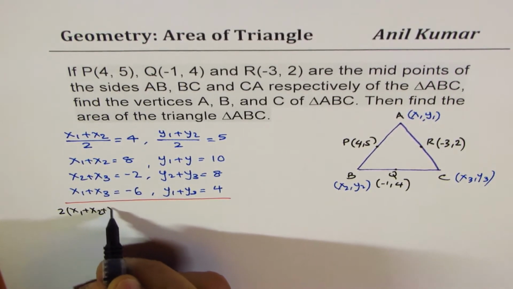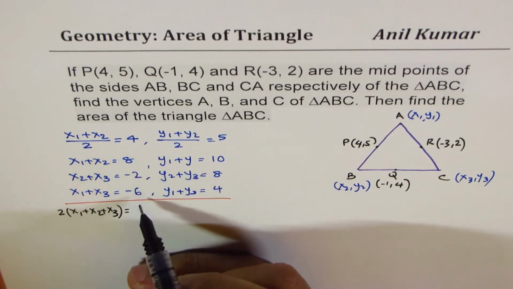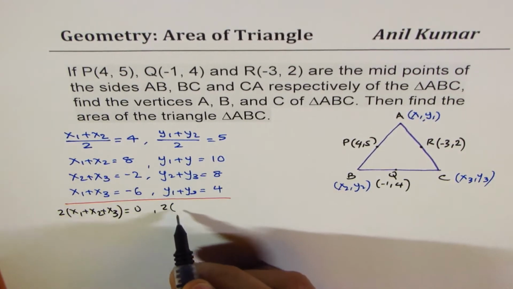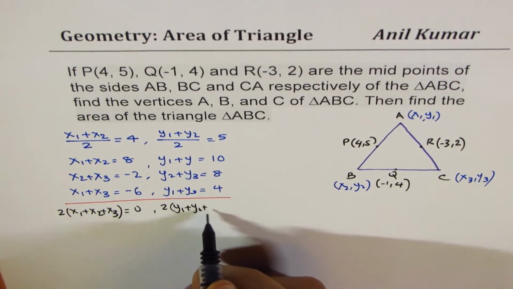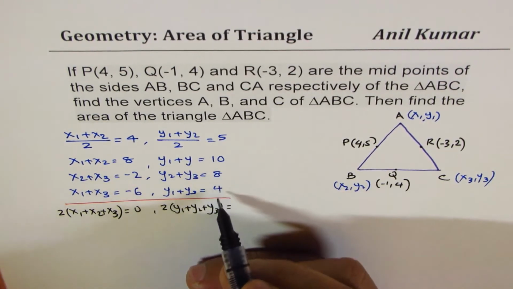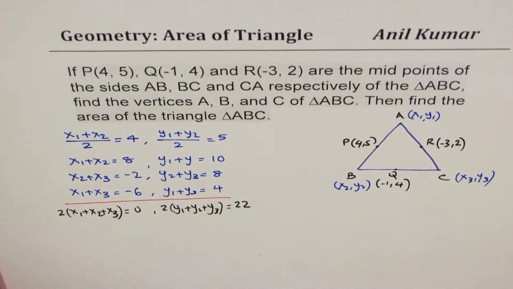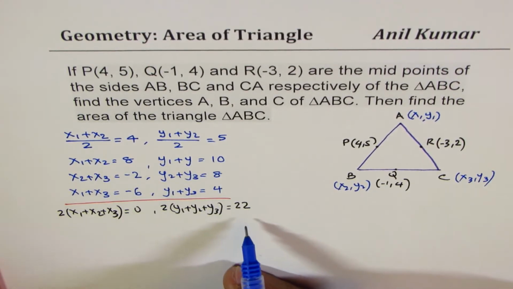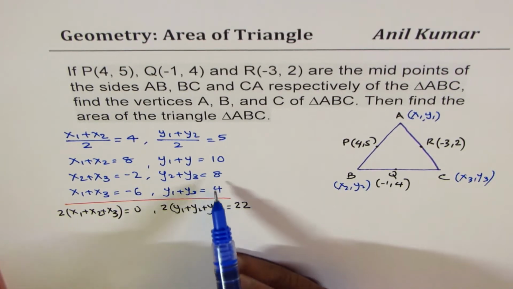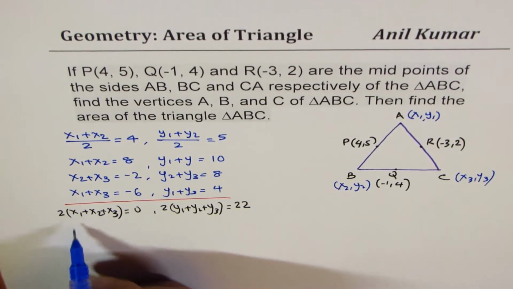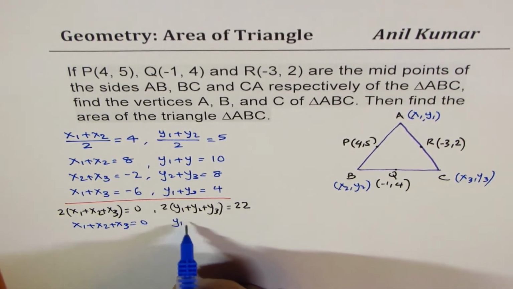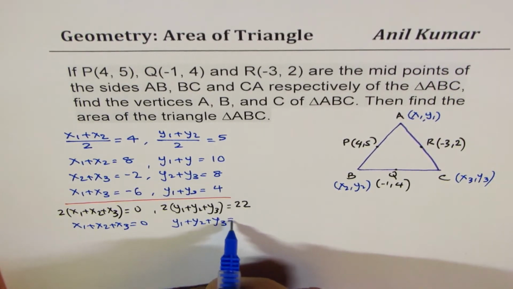x1 plus x2 plus x3 is equal to, when you add them, well, this is 0, good. And on this side, it is 2 times y1 plus y2 plus y3 equals 12 plus 10, 22, right? Be careful about the calculations. I may make a lot of mistakes, but you can redo these calculations just to check and report if there are mistakes, right? 8 plus 4, 12. Okay, that seems to be okay. So what we get here is x1 plus x2 plus x3 equals 0. y1 plus y2 plus y3 equals 11, right?